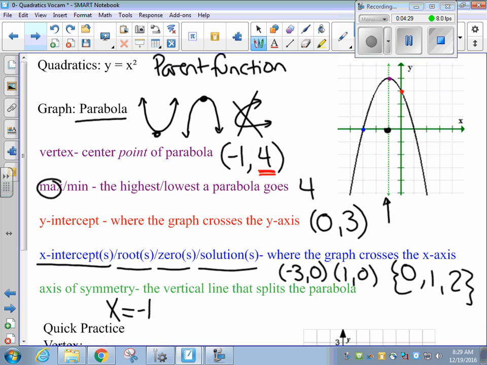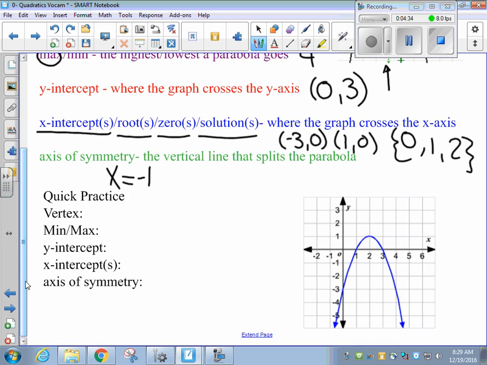All right, so we have a practice problem right here. Go ahead and pause the video and try and find these 5 important features of our parabola. All right, I hope you had a good time finding those things. Go ahead and check your answers to make sure you understand how to find these things.